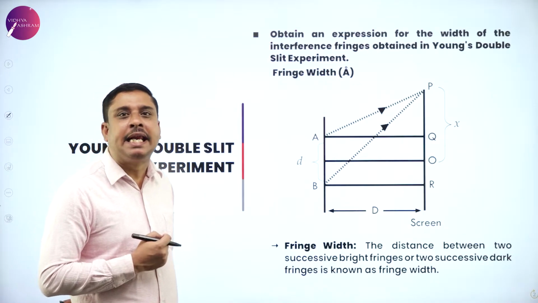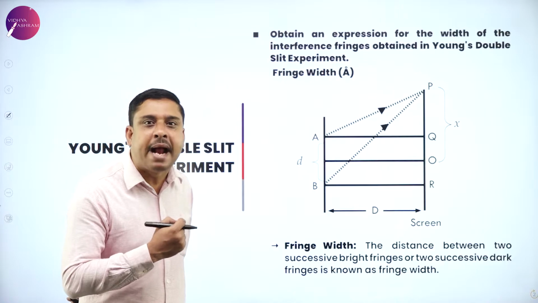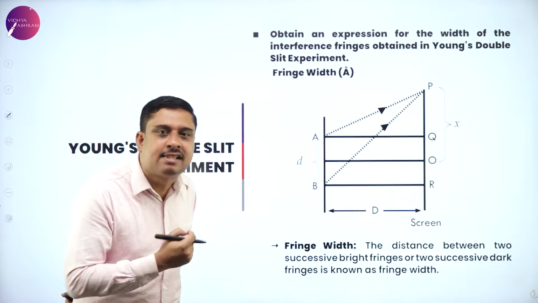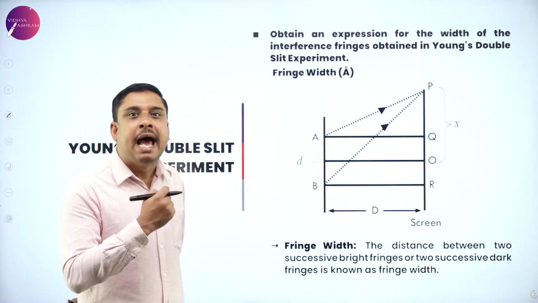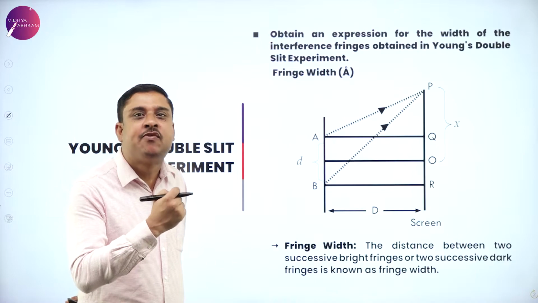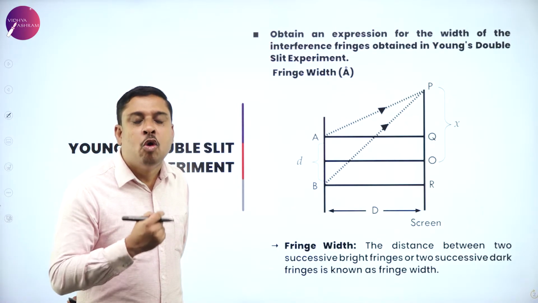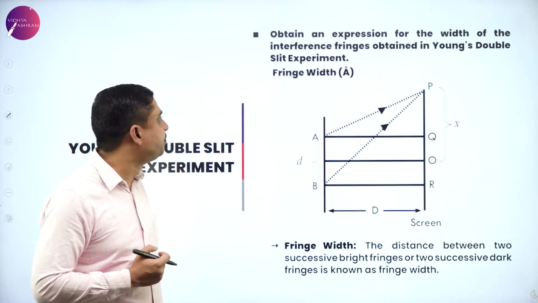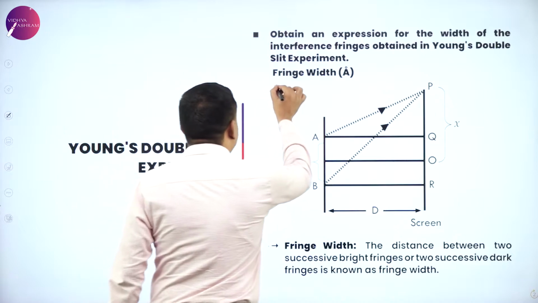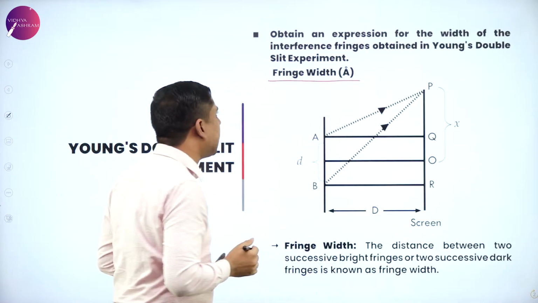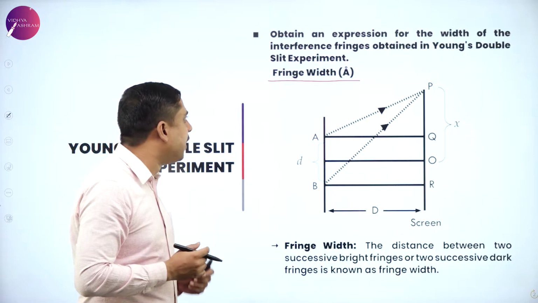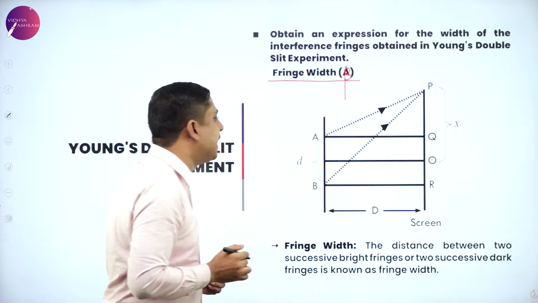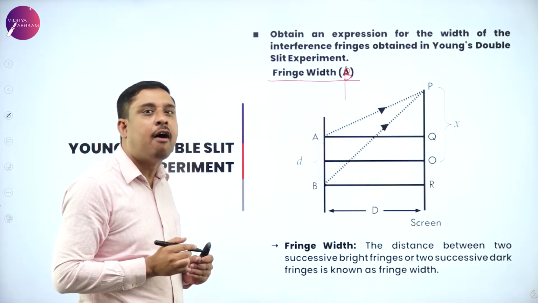Before we move on to the mathematical part, we will try to understand what actually fringe width is. What is the meaning of fringe width? This is what we try to understand: fringe width, which is denoted by the symbol beta.